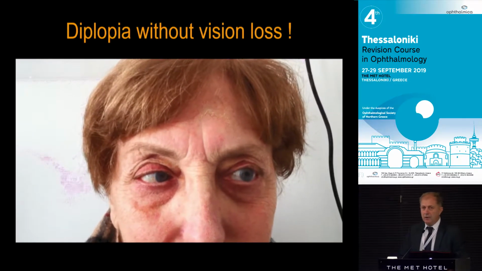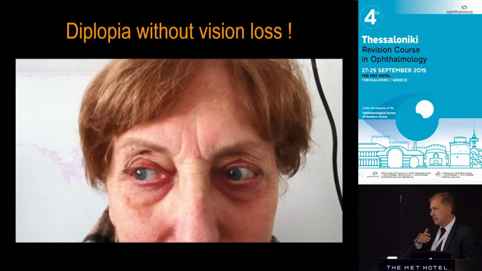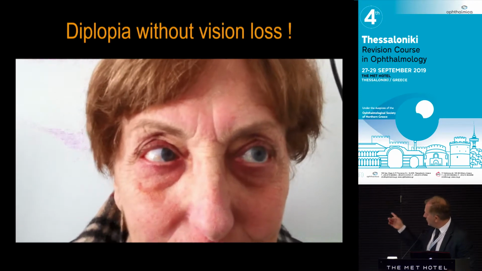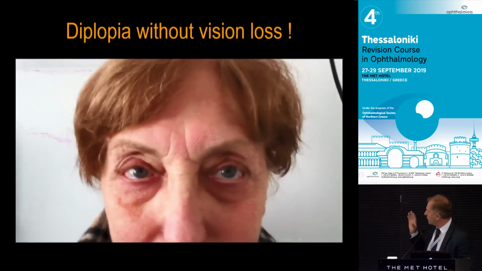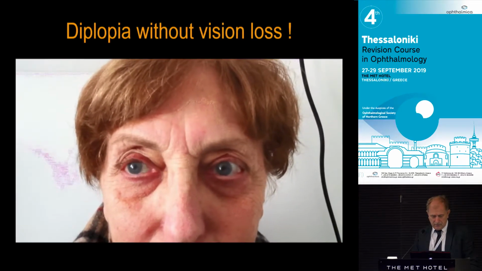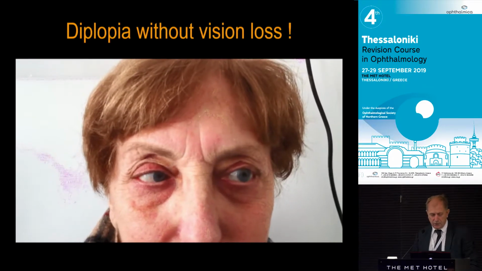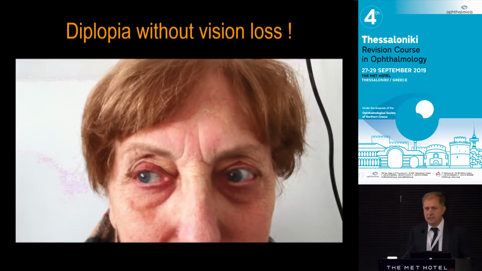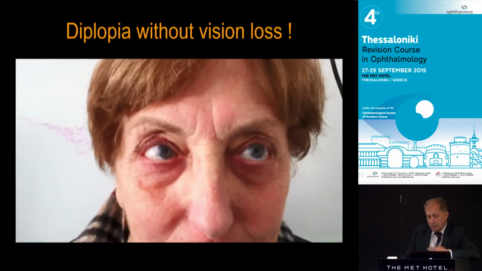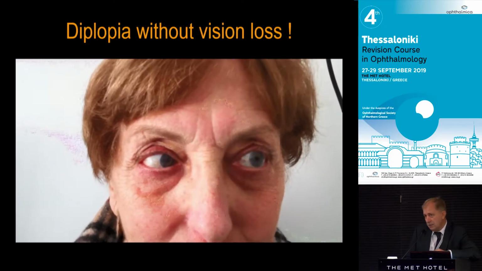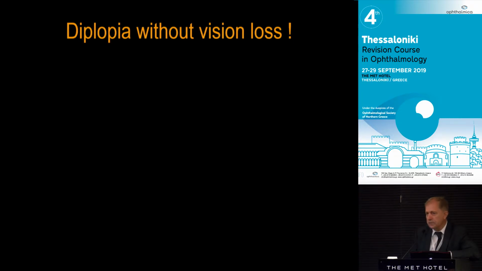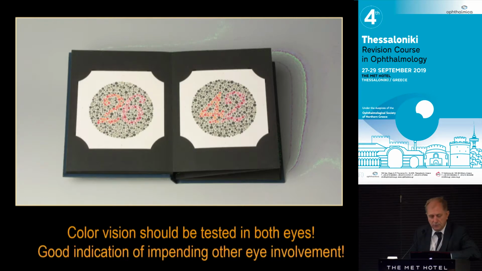And beware of older patients that tell you that they have some diplopia that may come and go. You see that the left eye in abduction is slightly less abducted than it should be. So this lady has some diplopia due to ischemia of either the nerves or muscles that turn the eye. So you can have diplopia without vision loss as a presenting sign. This is something you should remember.